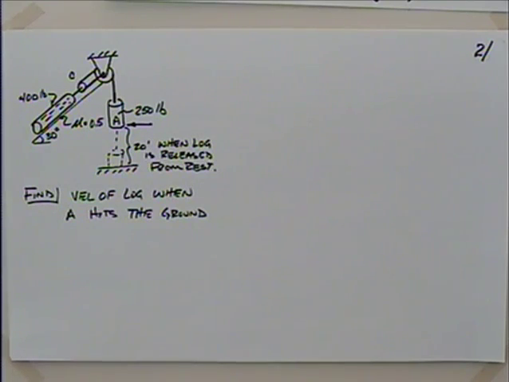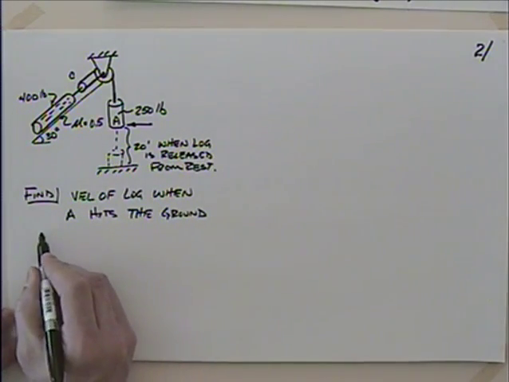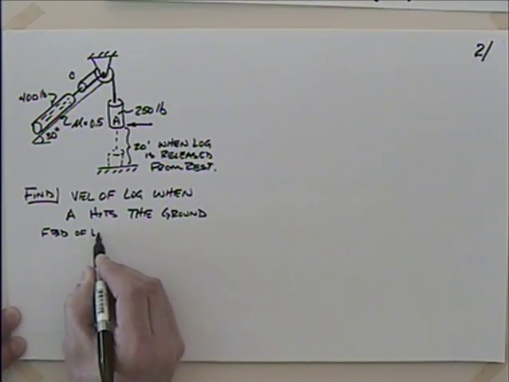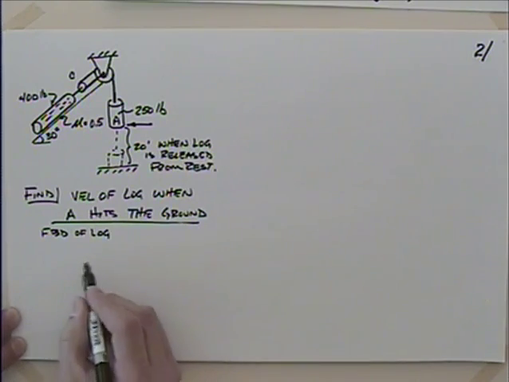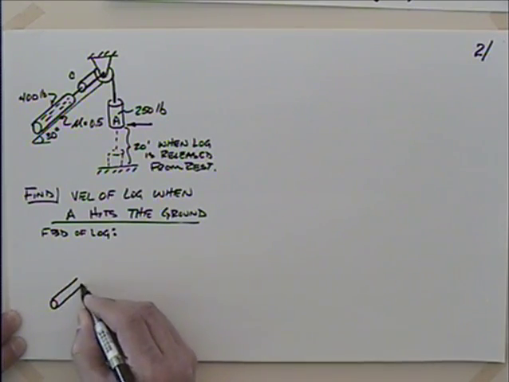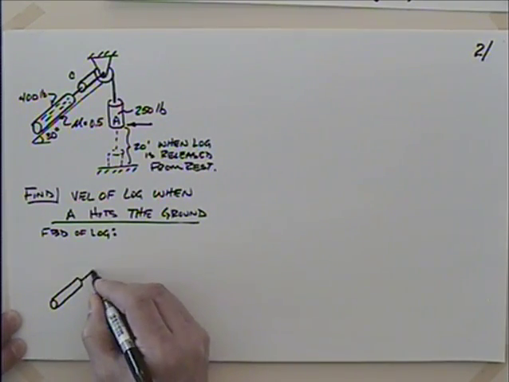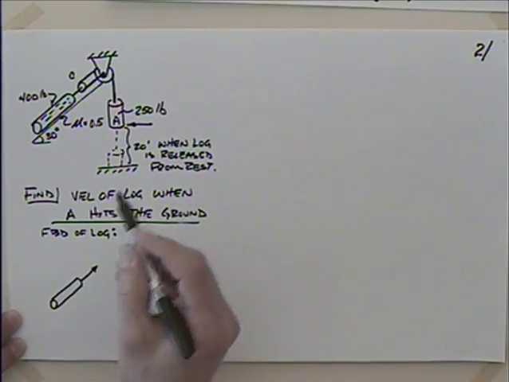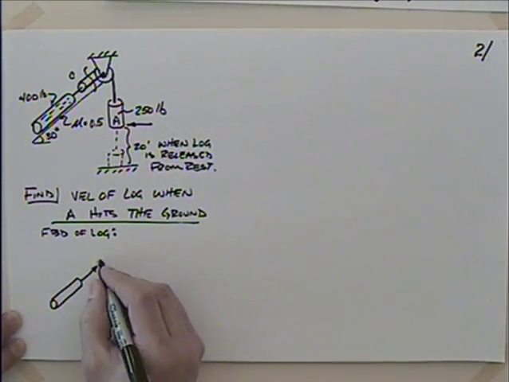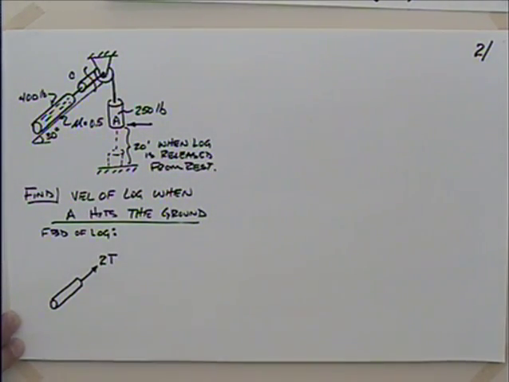So in all of these kinetics equations, we always start them the same way. We always start them with a free body diagram. So I think I'll look at the free body diagram of the log. Looking at a free body diagram of the log, I'm going to have some tension pulling it up, and if you were to cut through this cable right there, whatever tension you had in the cable, this would be twice that tension, wouldn't it?